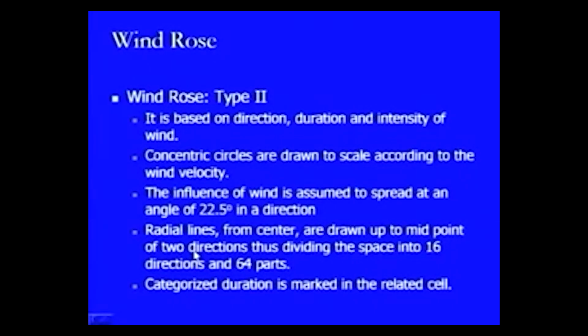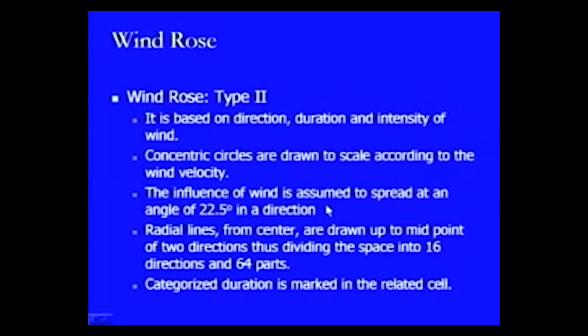of the concentric circles, and they will go towards the center of the direction. So, if we have this as north and then this as northeast, and then whatever is the center of this one, that will be north northeast on this side. So, this will be the line which will be drawn. It will divide this total part into two segments. As we are going for 16 directions, we will have 16 such segments based on the orientation, and the categorized duration is marked in the related cell.